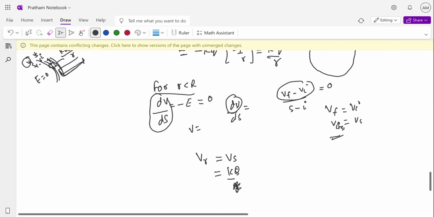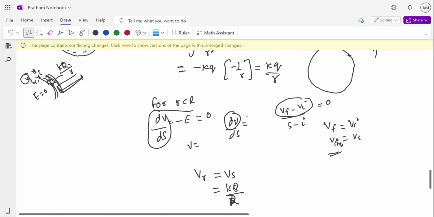Don't write it as small r, because right now we are in this case. If you do small r, it means my potential depends upon distance. No, this is not the case. It is constant. Potential inside the charged conducting sphere is constant. Understood this part, how we come to the conclusion?